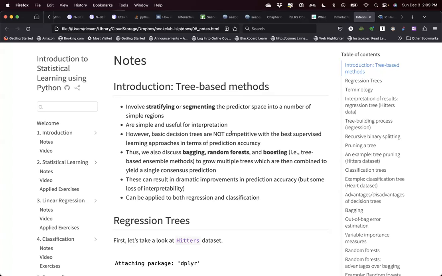Basically, decision tree is the simple one. One of the disadvantages, apart from the overfitting problem, is that they are not competitive with some of the most advanced supervised learning approaches like bagging, random forest, and boosting. In fact, random forest is based on bagging. Random forest adds some additional iterations to the bagging, but it's a bagging tree ensemble. And of course, boosting, one of the most successful algorithms out there for supervised machine learning is XGBoost, extreme boosting. And it's based on this concept of boosting that we're going to talk about. Okay.